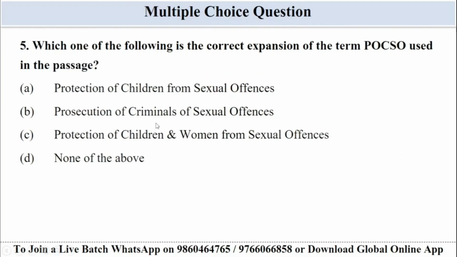Which one of the following is the correct expansion of the term POCSO used in the passage? We have options here. Option A, protection of children from sexual offenses. Option B, prosecution of criminals of sexual offenses. Option C, protection of children and women from sexual offenses. None of the above. So guys, as we know, the passage discusses sexual offenses against children and the POCSO sections are mentioned in this context. So the correct expansion is widely known and matches the context here. That is option A, protection of children from sexual offenses. So option A will be the correct answer.